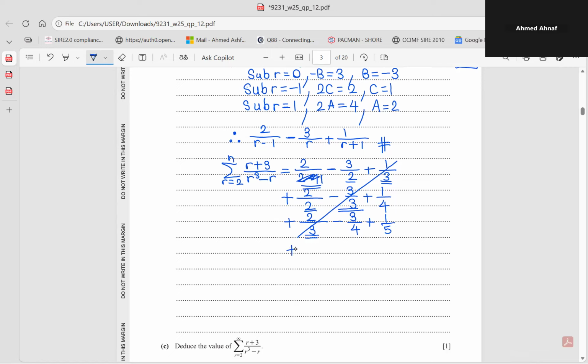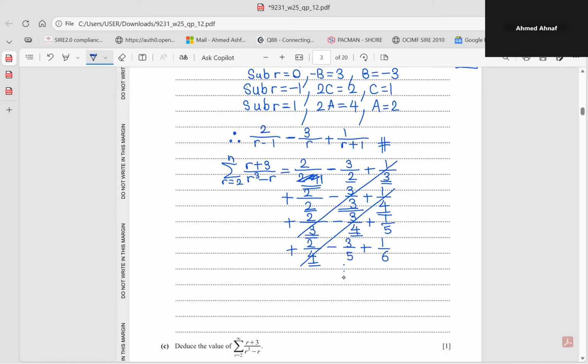Okay, for the next set, r equals 5. So 2 over 5 minus 1, that's 2 over 4, minus 3 over 5 plus 1 over 6. You can also see that in each set, the denominator actually increases by 1, whereas the numerators are just 2, 3, 1. Okay, let's see if these three cancel. So 2 over 4 plus 1 over 4, 3 over 4 minus 3 over 4. Yep, they cancel. And I believe this pattern holds true.